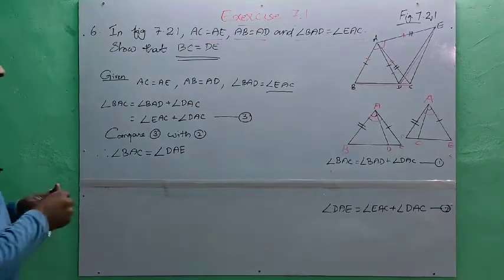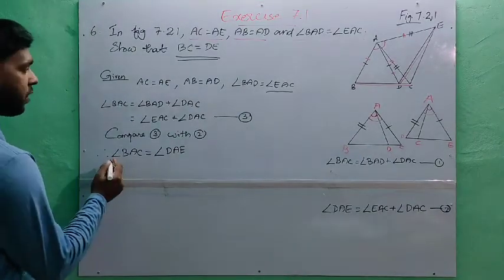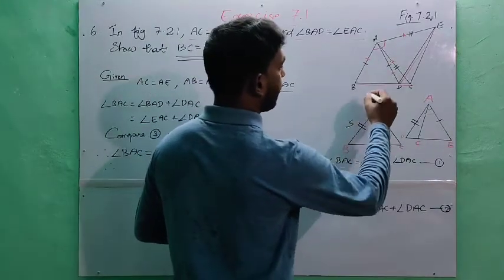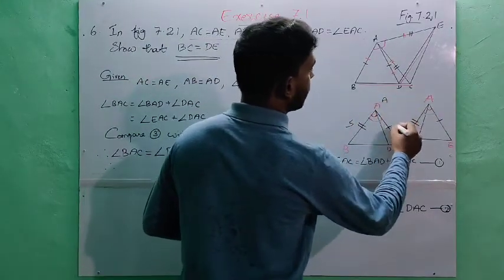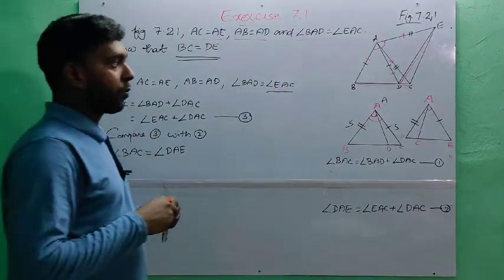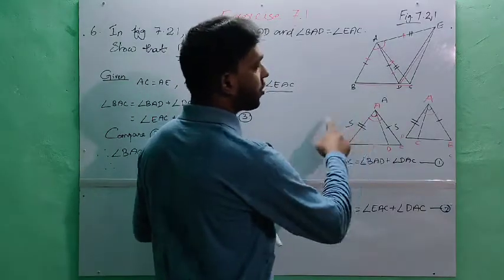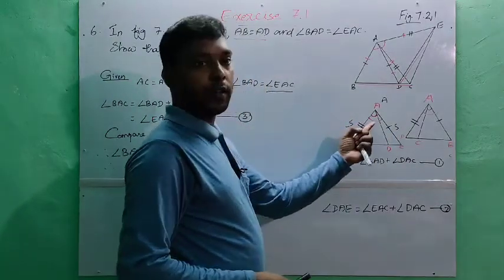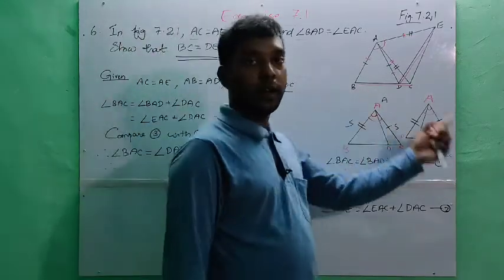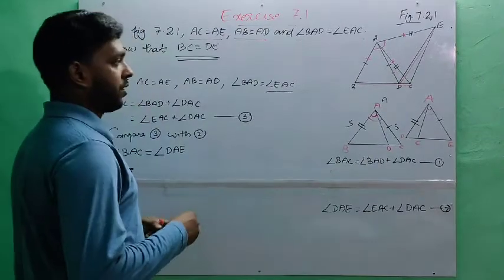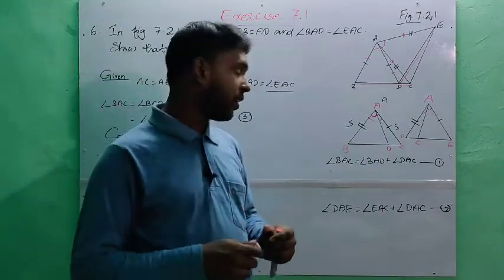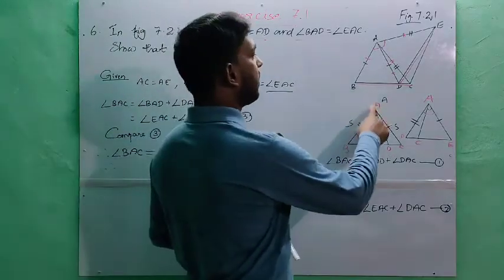So therefore, looking at here, we can say that the side angle side congruence rule is satisfied here. Why? We have proved that other than the given two corresponding sides, the included angles of these two triangles are also the same. Therefore, these two triangles are congruent to each other. What congruence rule is satisfied here? It's nothing but side angle side.